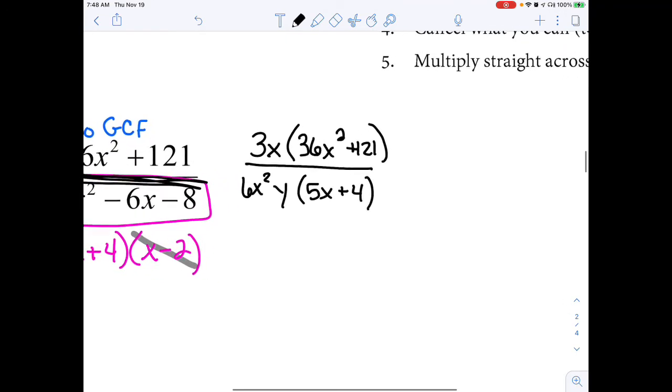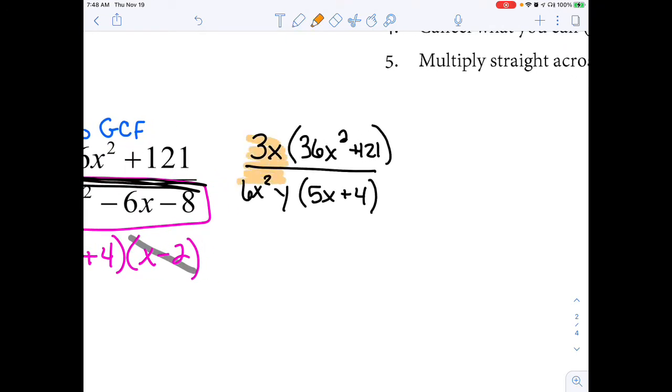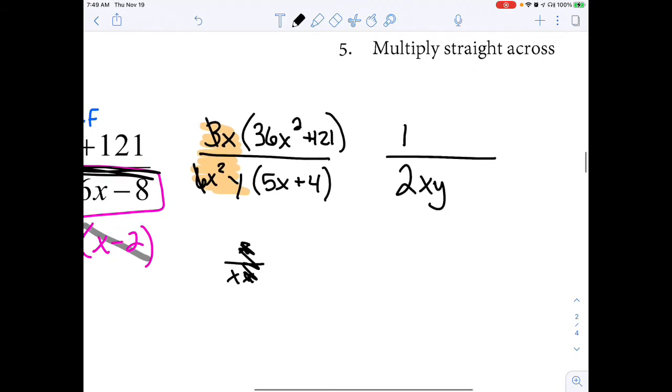Now, I have a purpose in doing that because I want you to compare these monomials right on top of each other. I know that 3 divided by 6 becomes 1 over 2. I have a single x on the top and a double x on the bottom, so that leaves me with a single x on the bottom. And the y is still just there. Everything else comes over. So I got rid of this x and made this an x to the first power. I have 36x squared left plus 121. Oops, I missed my 6 on my 36. And then my 5x plus 4 comes over.